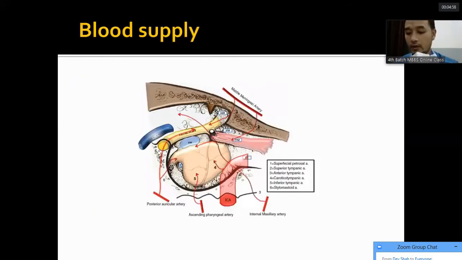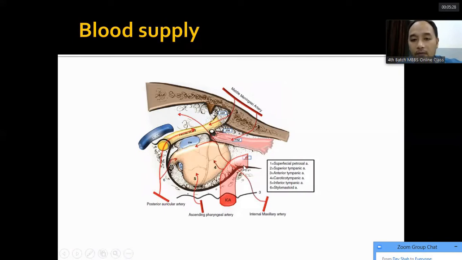Okay, now we are in blood supply. Blood supply of the middle ear. By the middle meningeal artery, two branches, the superficial petrosal and the superior tympanic artery, and from the internal maxillary artery via the anterior tympanic artery, directly from the ICA, internal carotid artery, and from the ascending pharyngeal artery, this is the posterior tympanic artery, and through the posterior auricular artery through the stylomastoid artery.